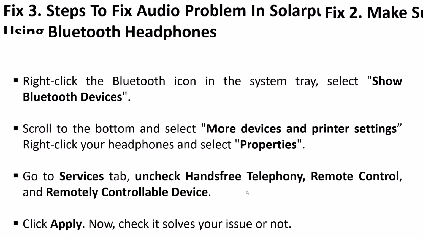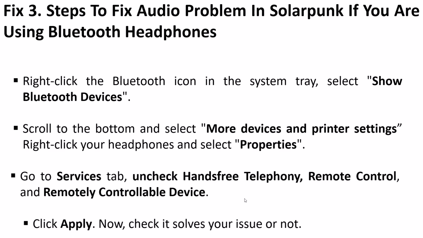Fix 3, steps to fix audio or sound problem in Solarpunk game if you are using Bluetooth headphones. Right click the Bluetooth icon in the system tray, select show Bluetooth devices, scroll to the bottom and select more devices and printer settings. Right click your headphones and select properties. Now go to the services tab and check hands-free telephony, remote control and remotely controllable device. Then hit on apply and then check if it solves your issue or not.